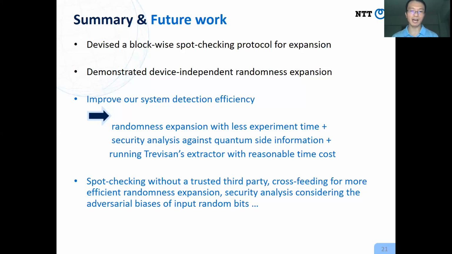By the way, I would like to mention that our current security analysis assumes the input random bits are perfect. However, in practice, there are some biases in these input bits. So in the future, we would like to study the effects of imperfections of input bits for expansion analysis.